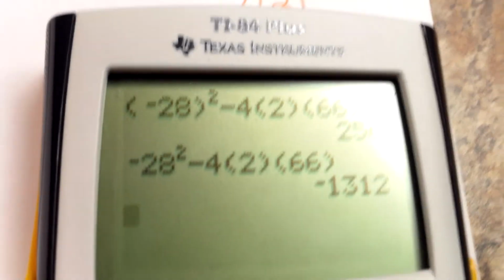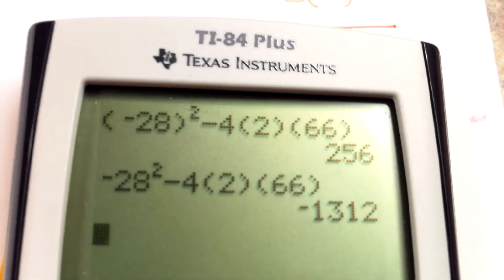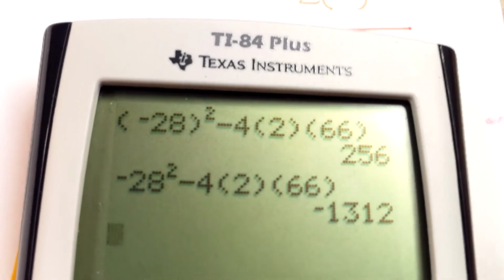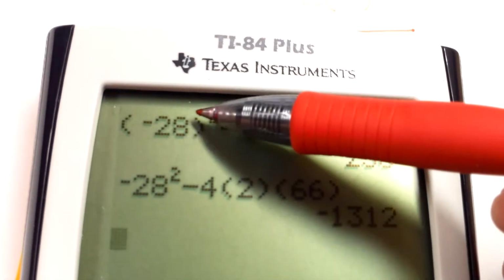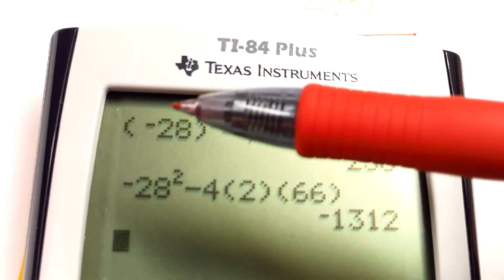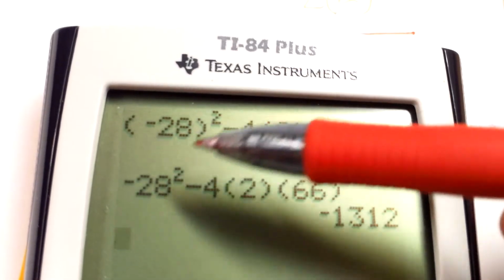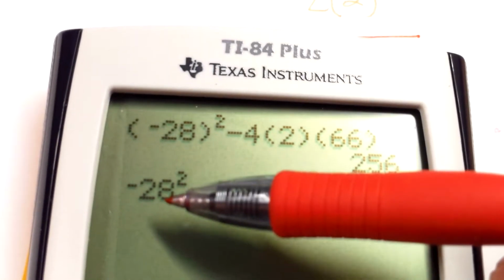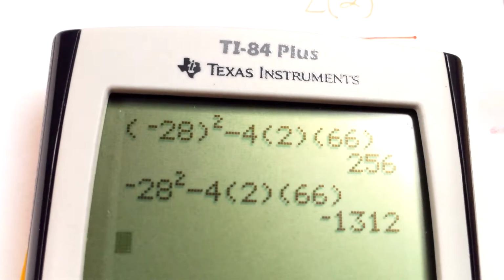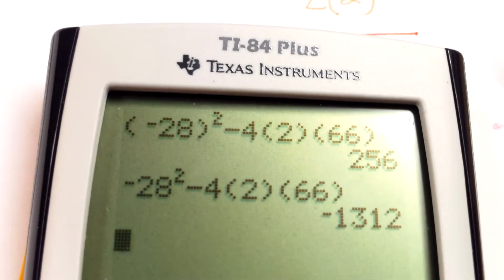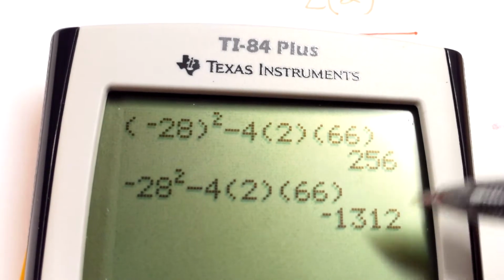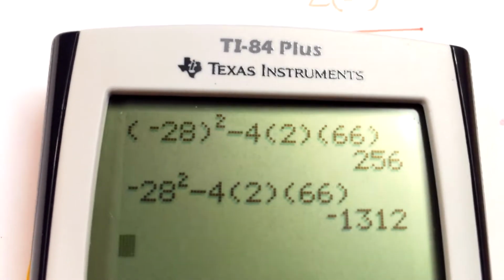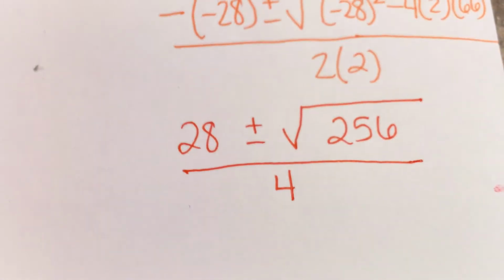You see how you end up with a completely different answer. Because here it's doing 28 squared and then making it a negative. On this one, it's doing negative 28 times negative 28, so you end up with a positive number. Here, you end up with a negative number. So it's very important that you put it in parentheses. That's what I wanted to show you, that you get a different answer when you don't put it in parentheses. So make sure you put it in parentheses.